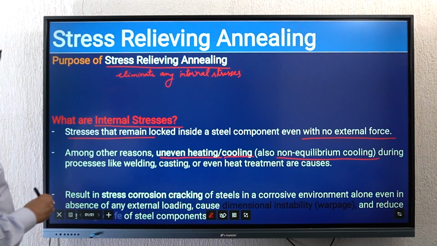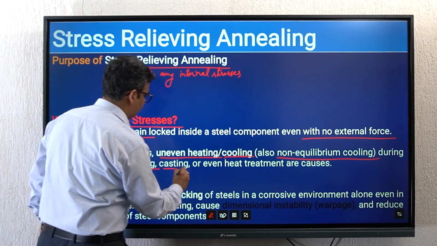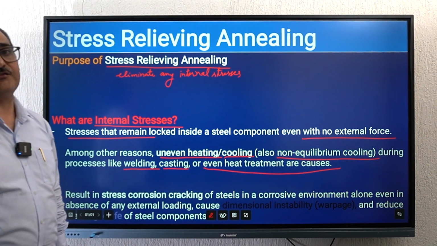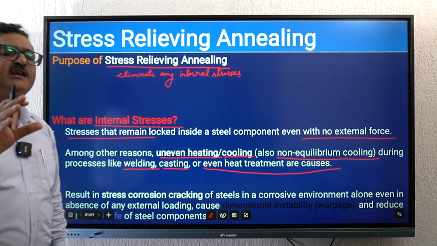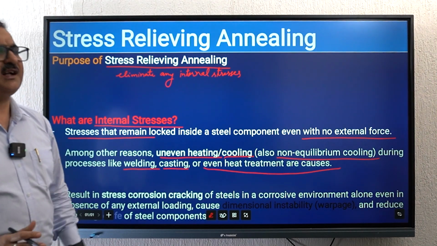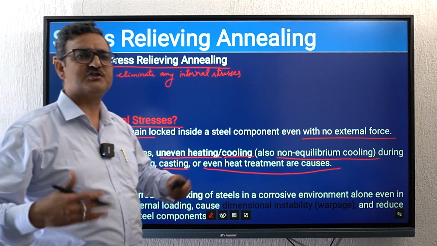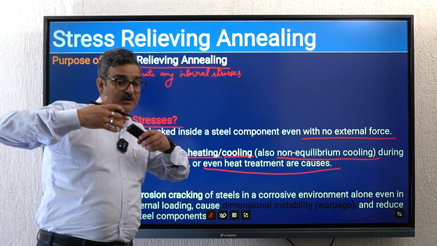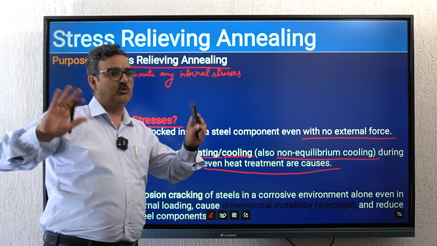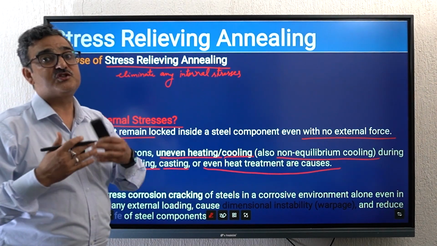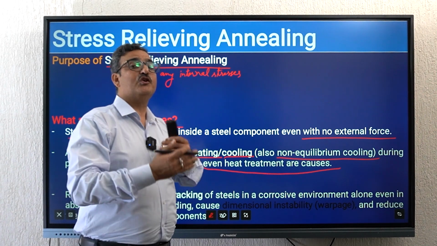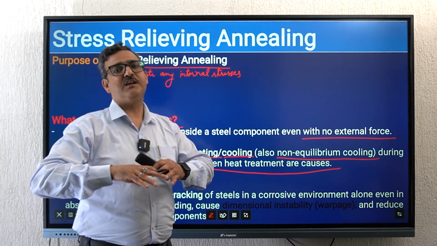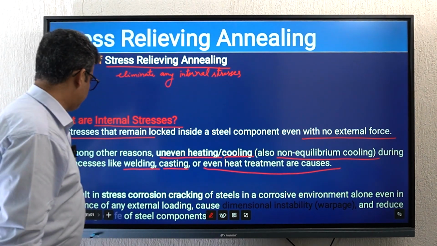This generally happens during processes like welding, casting, or even in some heat treatment processes. If you do very fast cooling, like in the case of hardening when you quench a steel, definitely internal stresses will get developed in the material, and the reason for their development is lack of diffusion. Diffusion is not able to complete, because it was diffusion whose responsibility was to get these stresses eliminated. There should be no external loading, but if you resorted to non-uniform heating rates, non-uniform cooling rates, or faster cooling rates, some stresses will get trapped into the material and you'll say it has got internal stresses.